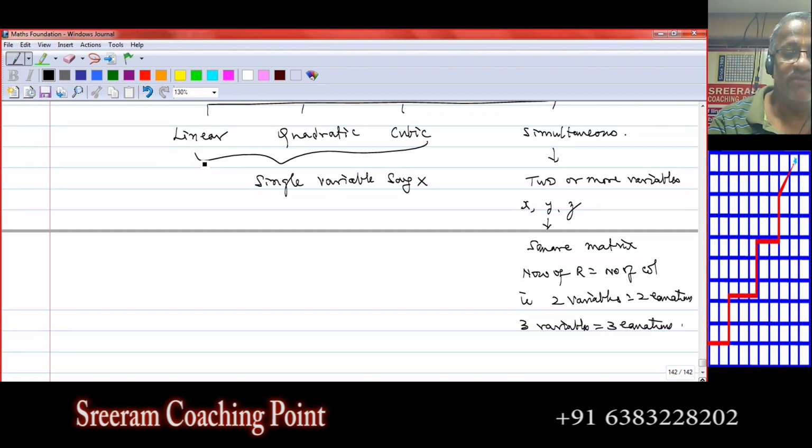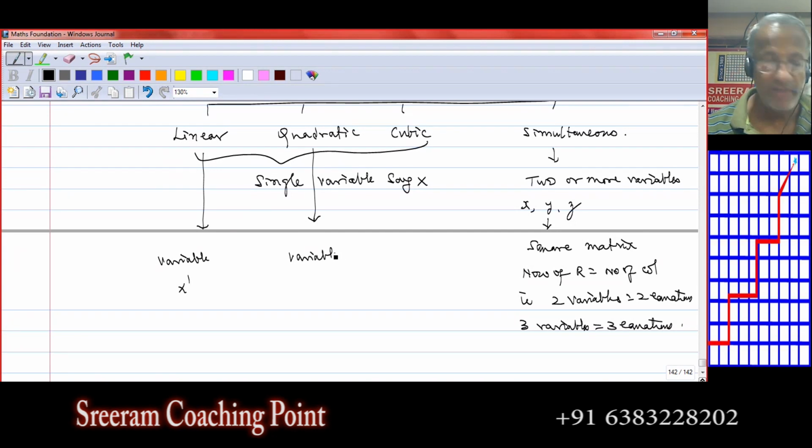So in the case of linear, variable x to the power 1. In quadratic, a single variable only, x to the power 2, x to the power 1, with or without constant.